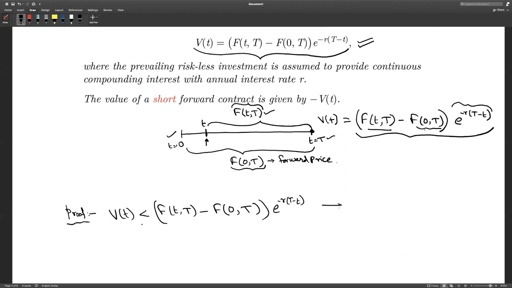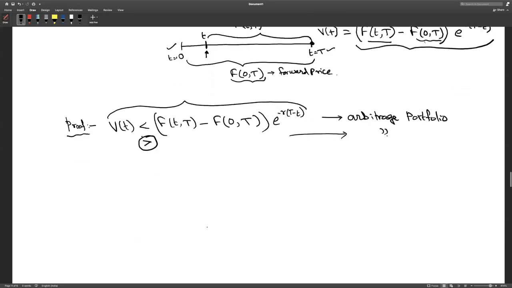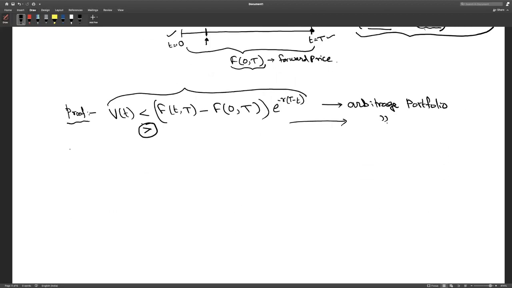Here you construct a portfolio which is an arbitrage portfolio, and again if it is greater than this, then also you will make an arbitrage portfolio. Let me just give you an idea of how to do the portfolio construction for this case, and leave it to you to do it for the other case. Again, I will only give you the strategy. Once you know the strategy, then it's just simple arithmetic to show that the portfolio is arbitrage.